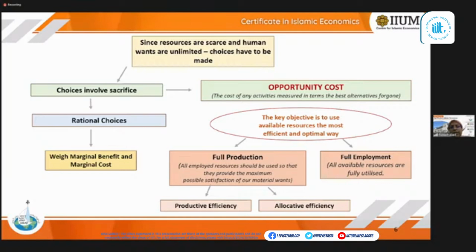So that's productive efficiency. Another part of full production is allocative efficiency. Allocative, the word comes from allocation. It means that when the available resources are used to produce goods and services, the goods and services produced must be what the society wants most. If the society wants rice, but the resources are used to produce wheat, will the society's wants be achieved? No, it will not be fulfilling the society's want.